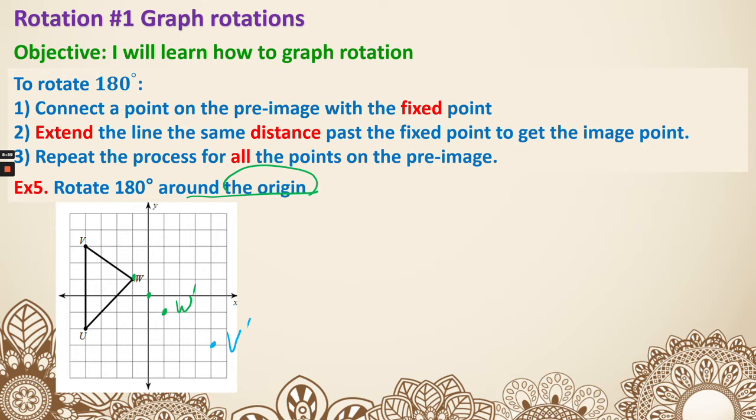And lastly, we have point U. And let's see, here it is, connect U to the origin. And that actually is 2 up, 4 away. So when I extend it, I'm going to go the same direction, 2 up, 4 away. And there's my U prime.